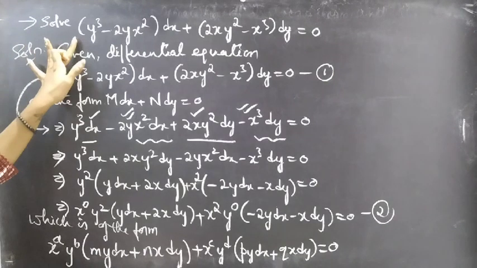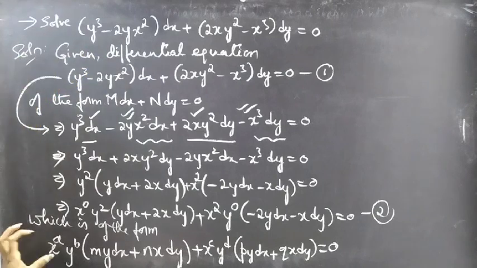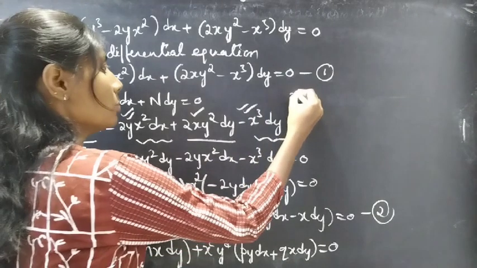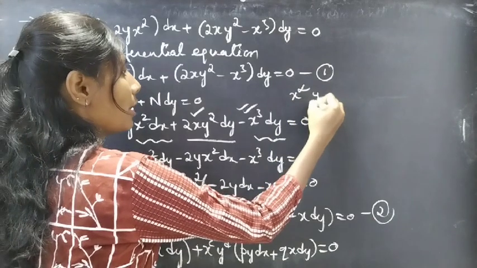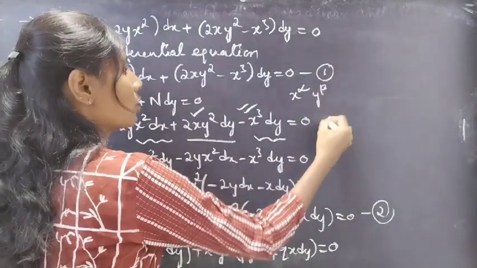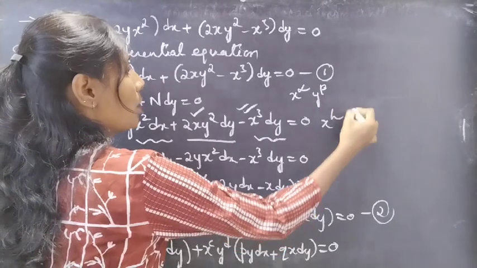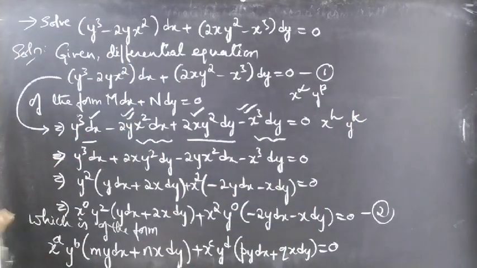Okay, since the given equation is written in this form, here our integrating factor will be x power alpha y power beta, or x power h, y power k. Here we need to find alpha and beta. We'll see that later.